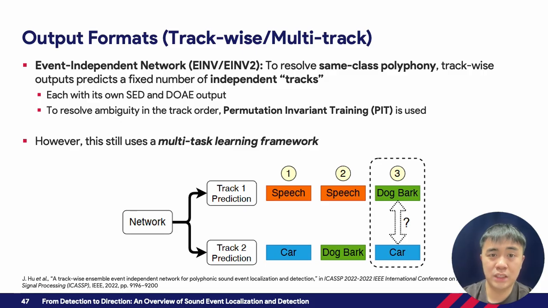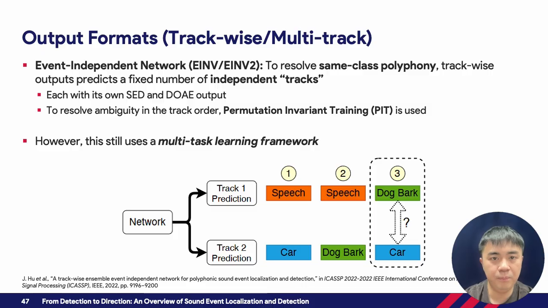So how do we solve this same-class polyphony problem? The breakthrough was the introduction of track-wise or multi-track outputs, famously used by the Event-Independent Network, or EINV2. Now, the idea is simple. Instead of one output per class, the model predicts a fixed number of independent tracks. Each track has its own full output for both SED and DOAE. But this creates a new challenge, which is track ambiguity.